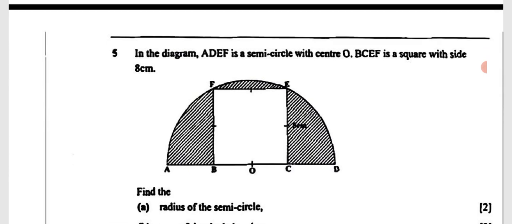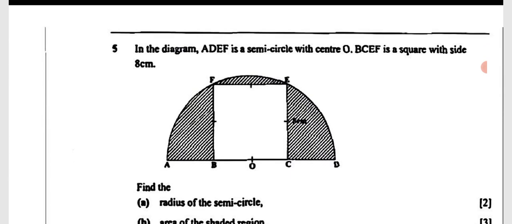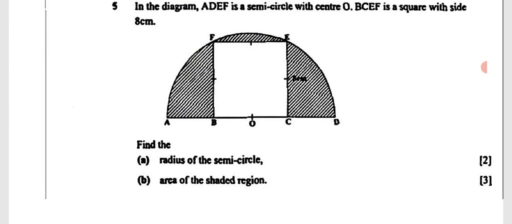Alright, it reads, in the diagram ADEF, which is just explaining the semicircle, is a semicircle with center O. Very important to note, center O. BCEF, which is the square, is a square with sides 8 centimeters. I want you to find the radius of the semicircle, carrying 2 marks. Then the area of the shaded region, carrying 3 marks.